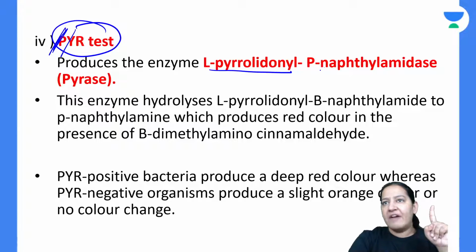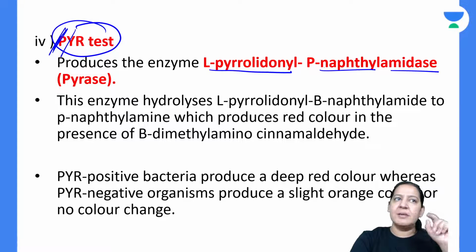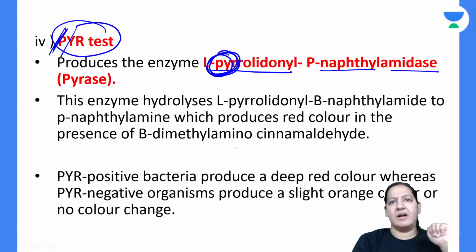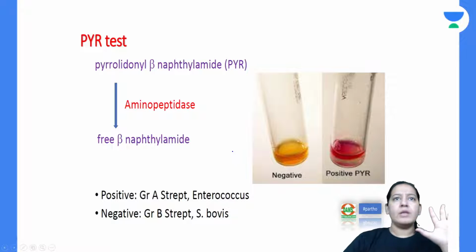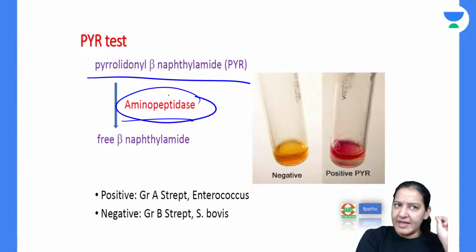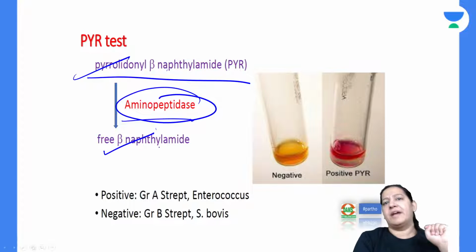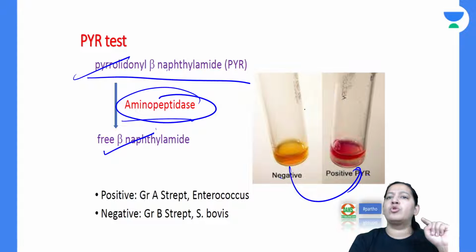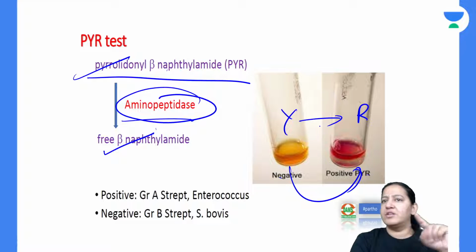PYR. Right? Naphthylamidase. This is the PYR enzyme. So it is a big name. You can learn PYR only. This test is done to confirm. So you take this chemical. You put the bacteria. If the bacteria contains the enzyme, it will convert this chemical into free beta naphthylamide, and a change in color from yellow to red can be seen.